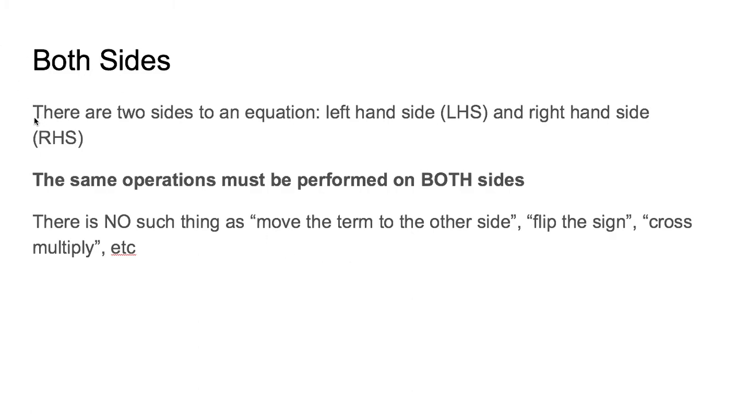First, let's observe that there are 2 sides to an equation. There's the left-hand side, which is the expression on the left side of the equal sign, and there's the right-hand side, which is the expression on the right side of the equal sign. And here's the key takeaway. The same operations must be performed on both sides. Now, this is so important that I'll have to say it again. The same operation must be performed on both sides.